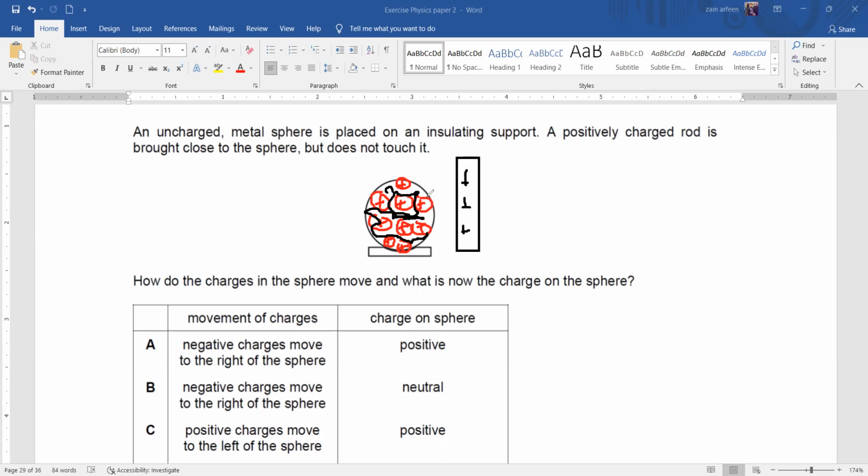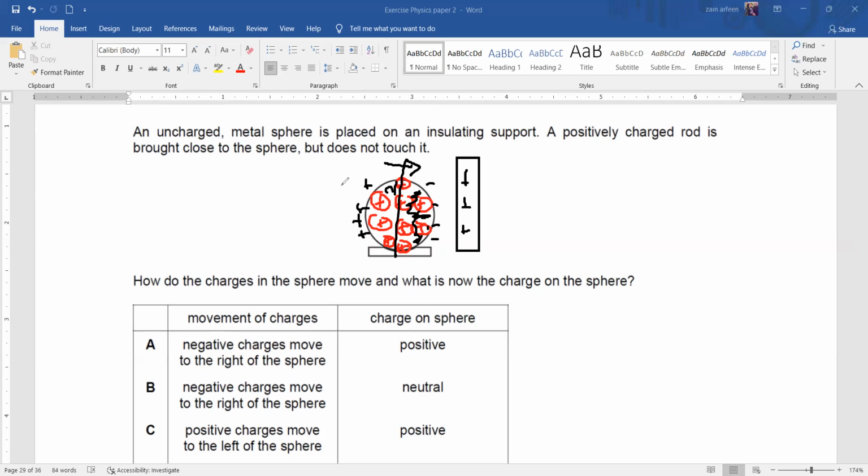If you bring a positively charged rod, electrons are negative, so they are attracted towards the positive. So electrons will move towards the right hand side. As these electrons move towards the right, the majority of the electrons will be on the right and most of the positive charge on the left. So there will be net negative charge here, and overall it is neutral, but the distribution of the charge will be one side positive, one side negative.